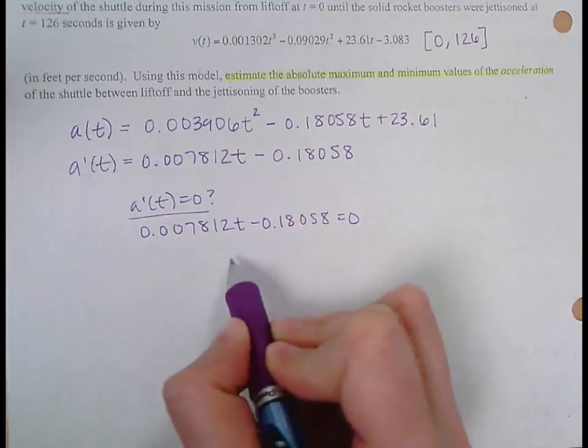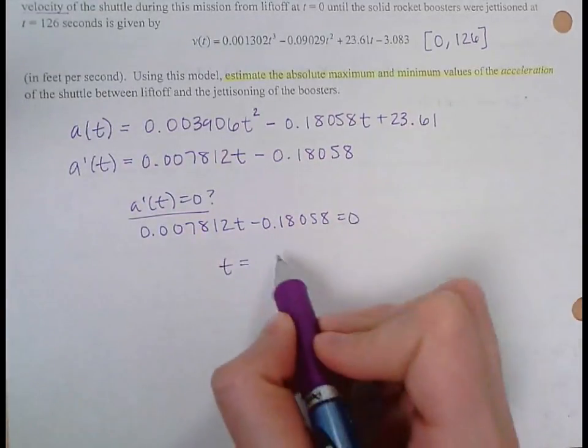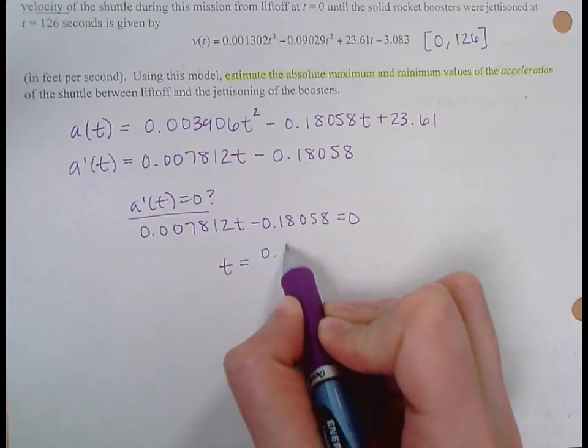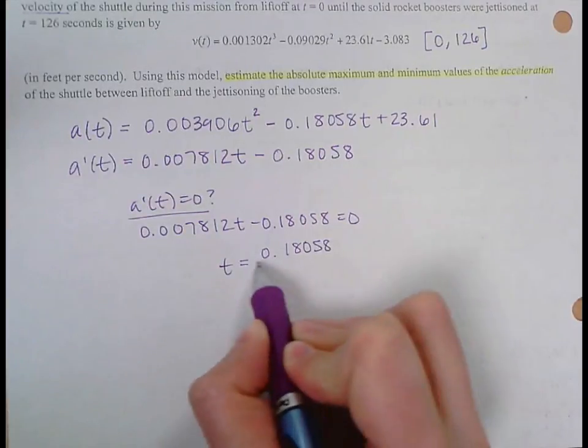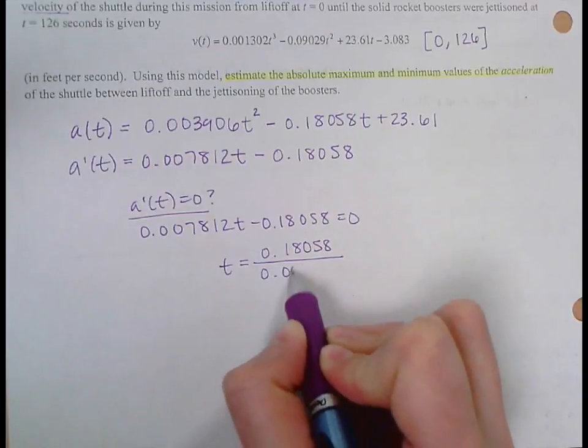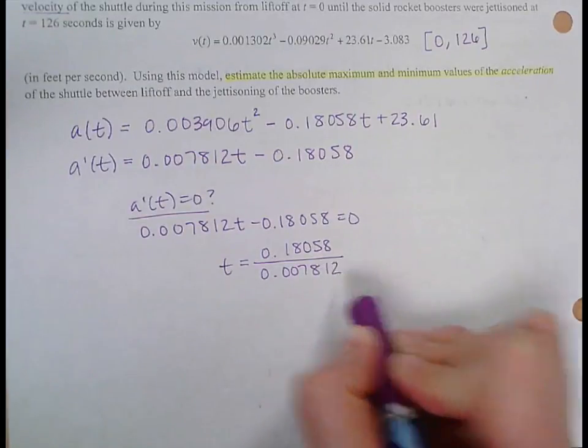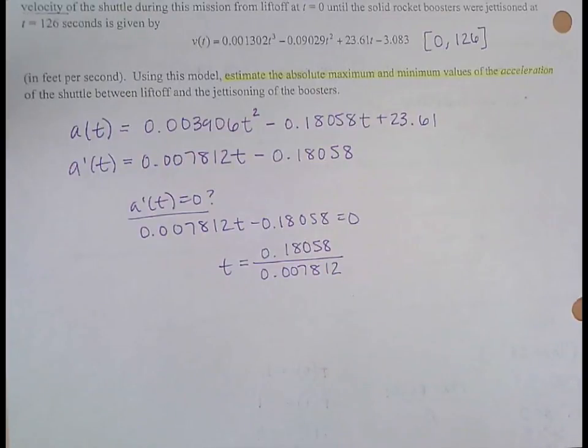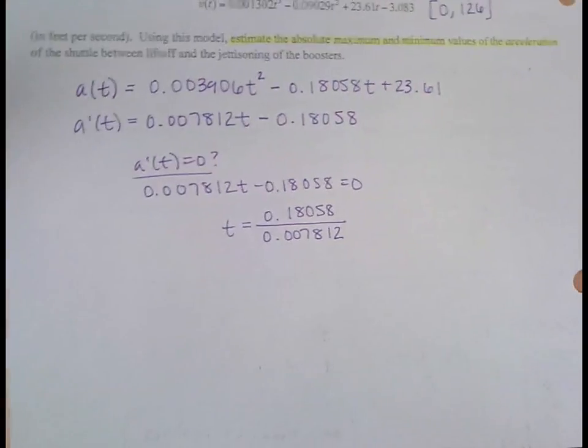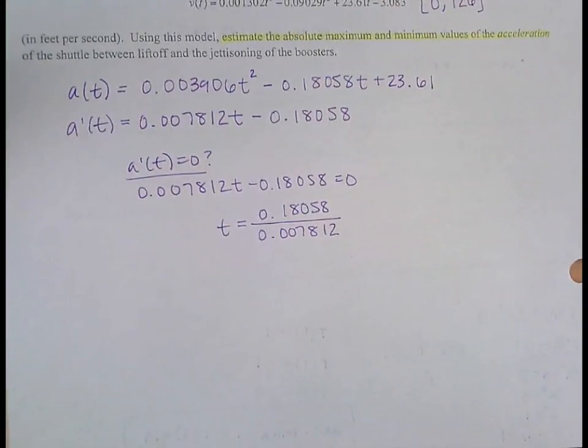Okay, so T will equal 0.18058 divided by 0.007812. And part of why I included this as an example is to point out, I think I've said it before, you do not want to round a value in the middle of a problem. So do not divide these and round it to 3 decimal places.